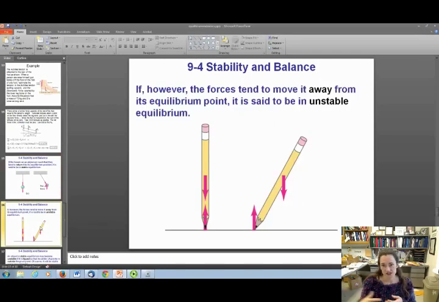If, though, your forces tend to move it away from equilibrium, like trying to balance something very carefully, then it's unstable equilibrium. So if you can manage to balance a pencil or a pen on its end, it's very difficult. But if you can manage to do it, then even just a small little breath of air would blow it over. And so that's an unstable equilibrium point.